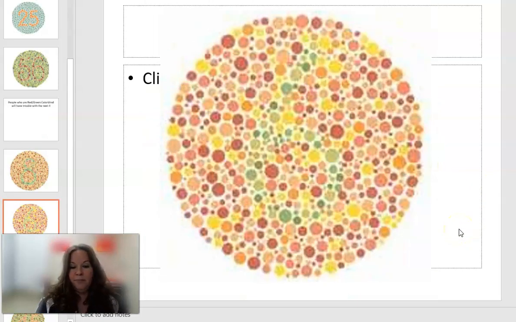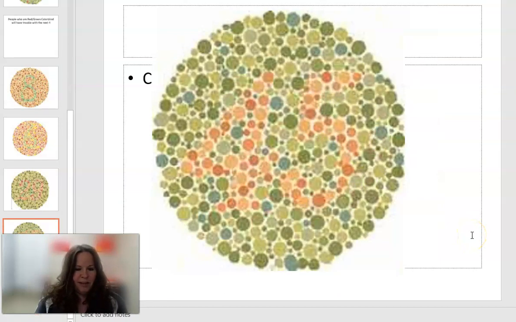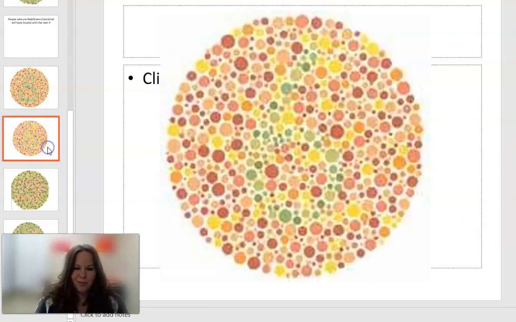How about this one? Ooh, that one's a little difficult, right? I hope you see a 6, right? Otherwise, maybe I'm red-green colorblind. How about this one? 29. And finally, 45. See that one there? I got to go back to this one. This was a tough one, but yeah, 6 is in there.